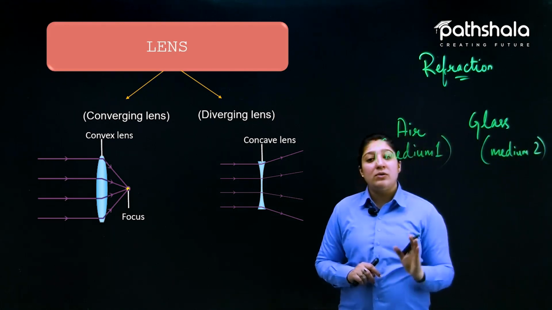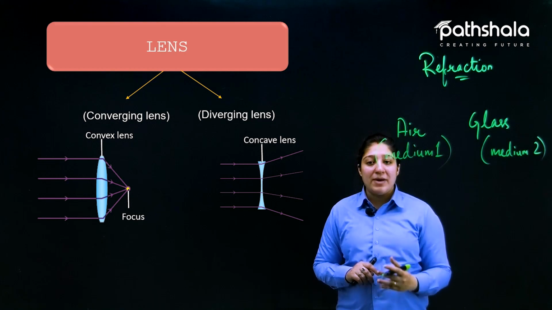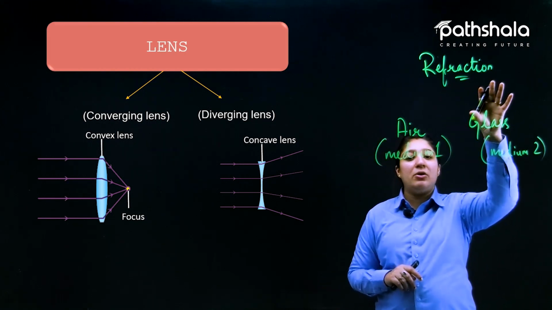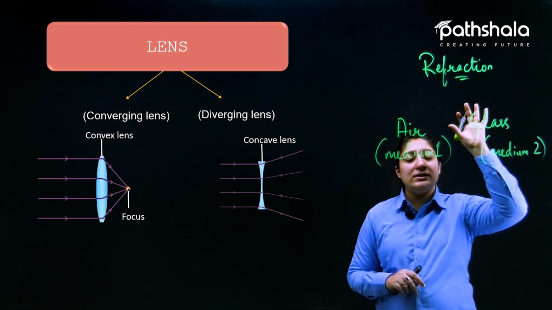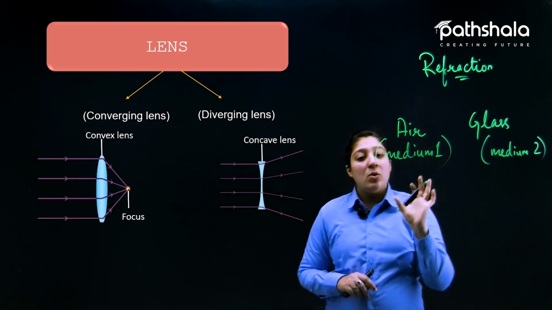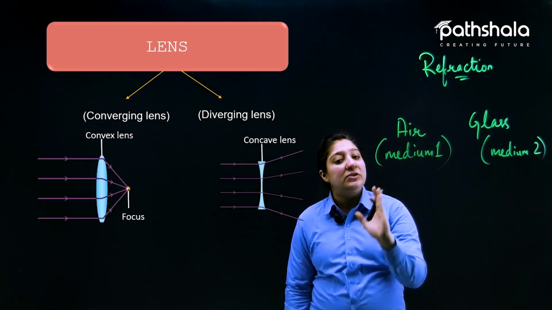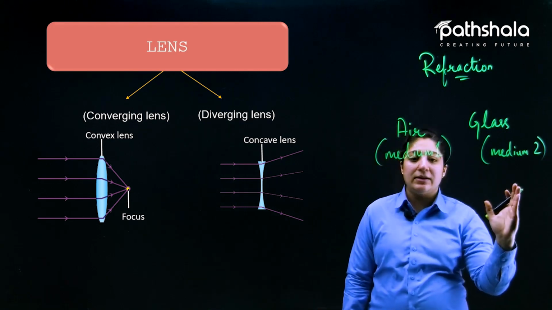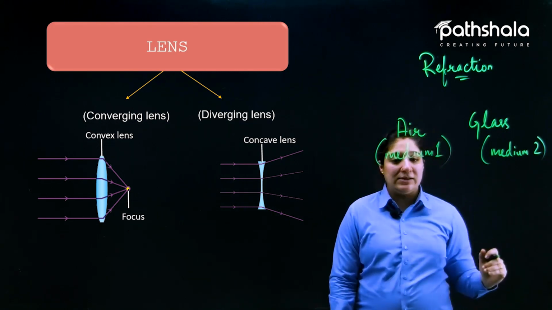Now if you want to understand how the image is formed by the lens, this is a very important topic that you need to understand. This concept is very important. Now what happens when light travels from one medium to another? What it does is it bends.